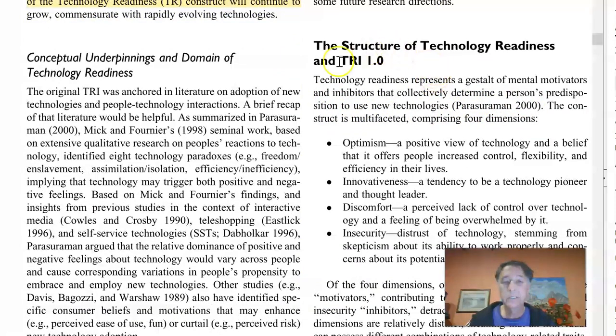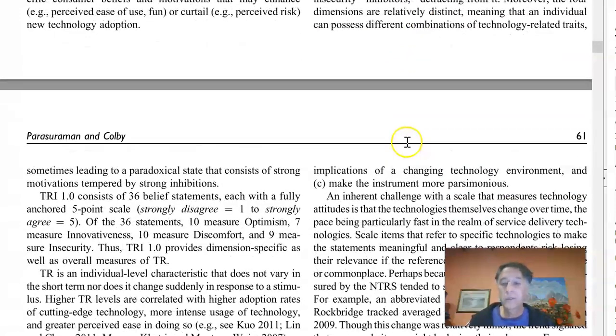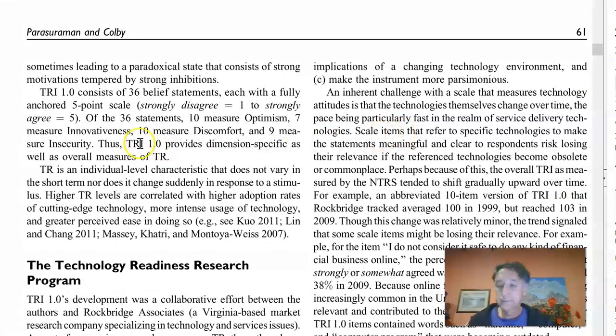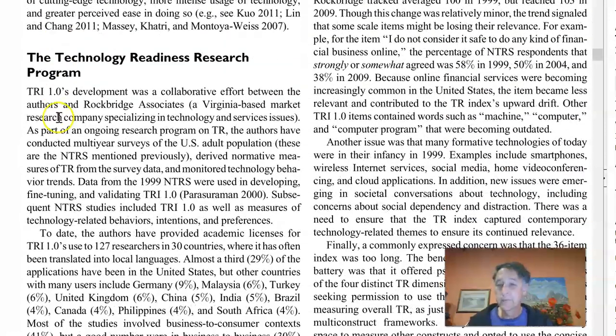So now we get to the scale structure. And you can see the construct of the tool, the measurement scale, is multifaceted, comprising 4 dimensions. All right, so 4 sections. Okay, so that gives you an idea of the structure. And then TRI-1, this is the 36 belief statements, and they use a 5-point scale. Okay, so that's useful to know.